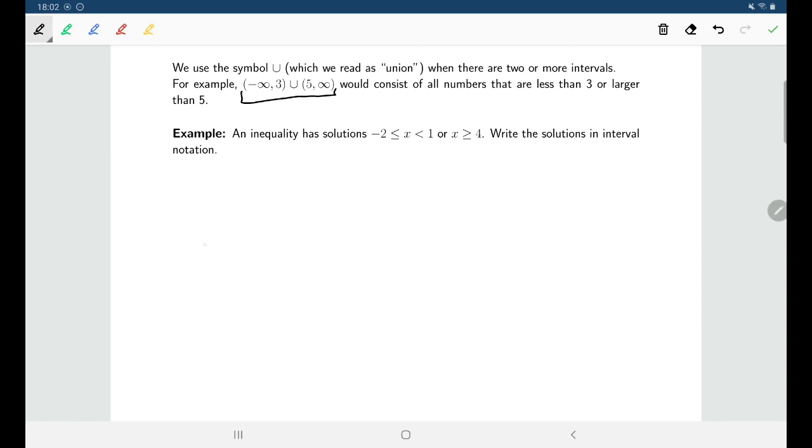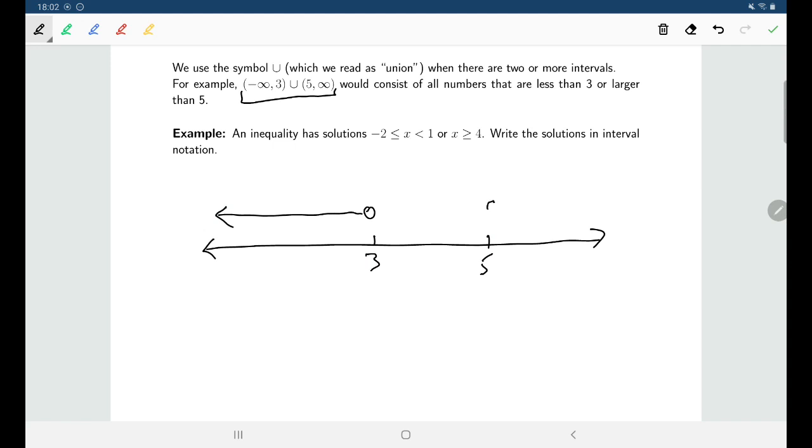So if you were thinking in terms of a number line, if I wanted to talk about what are the values that we're looking at here, these would be all the values that are everything to the left of 3, as well as all of the values that are to the right of 5. Those would be the values that we'd be talking about when I mention that interval negative infinity up to 3 union everything larger than 5.